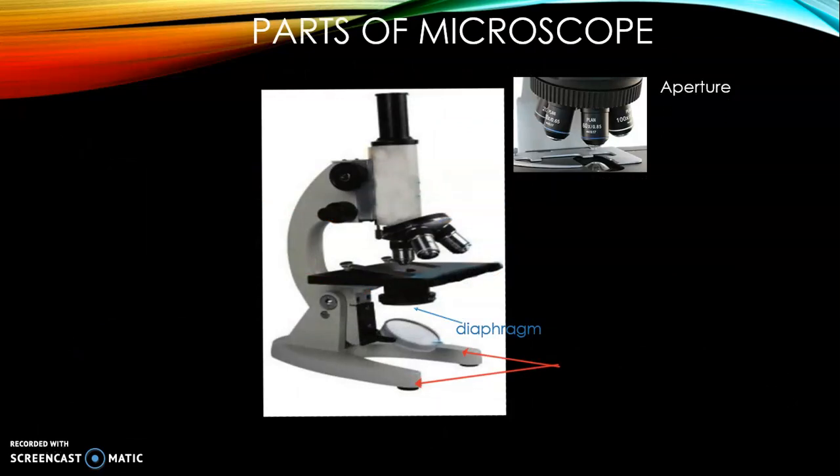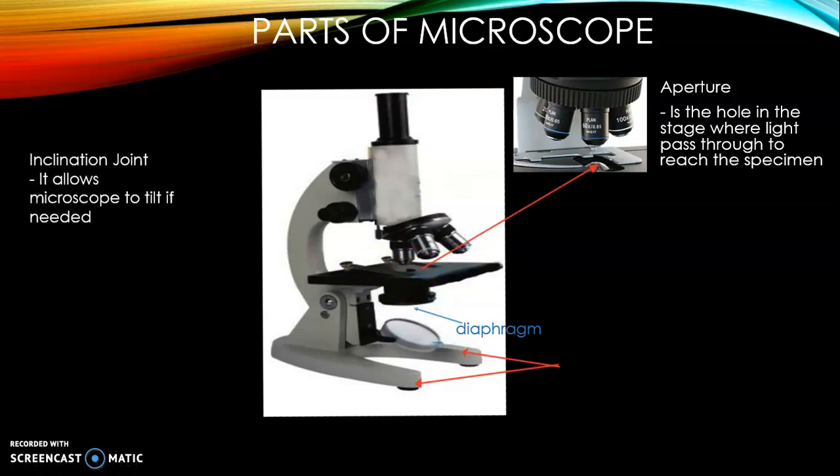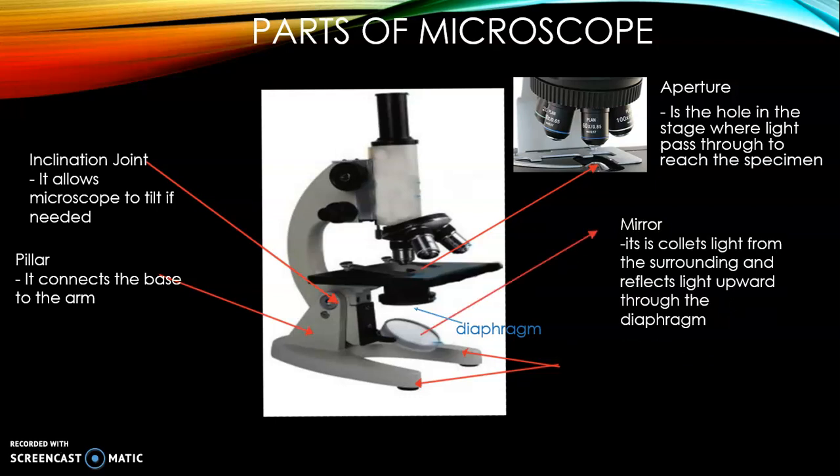Another, the aperture. The aperture is the hole in the stage where light passes through to reach the specimen. And this is the aperture, and this is where it is located on the microscope. Another, the inclination joint. If you see, this is the inclination joint. It allows the microscope to tilt if needed. Next is the pillar. The pillar connects the base to the arm.